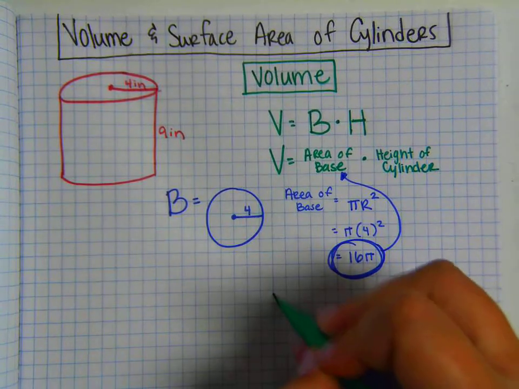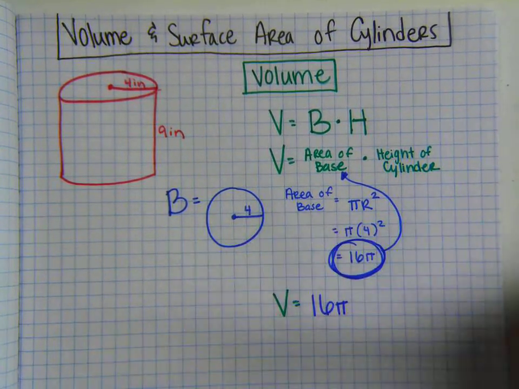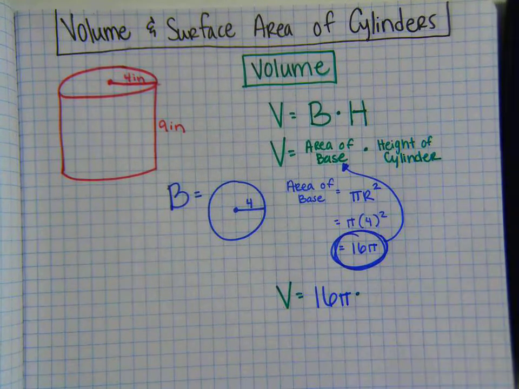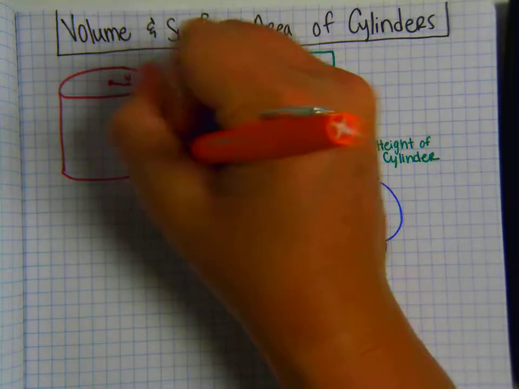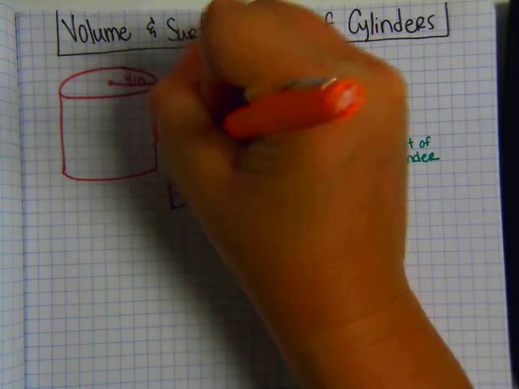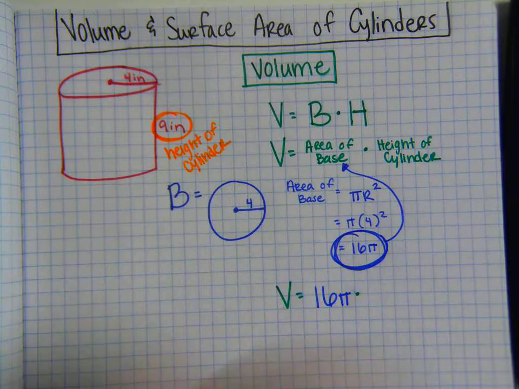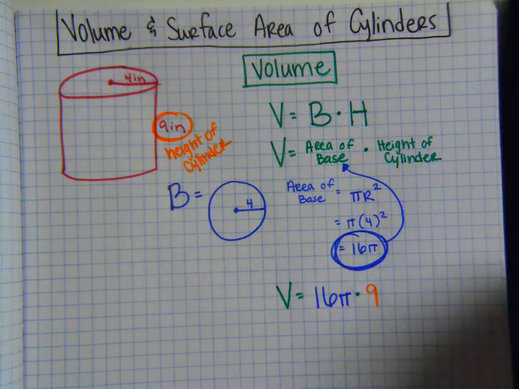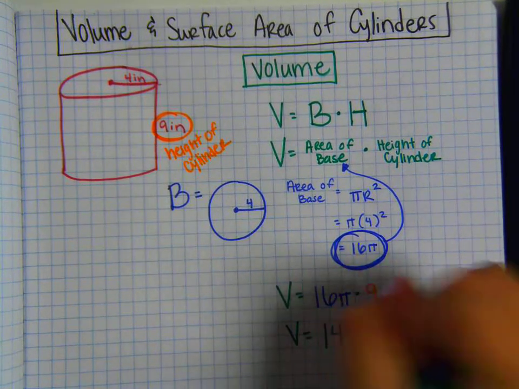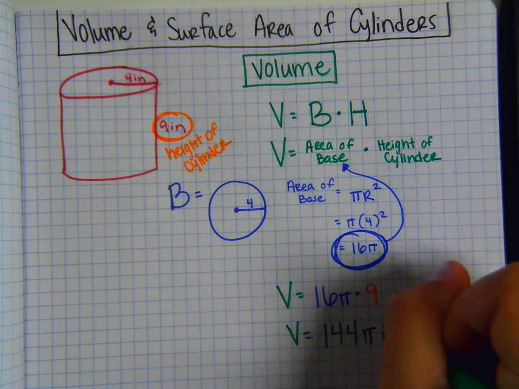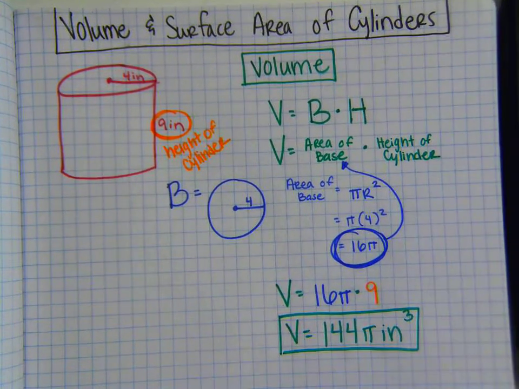So now I'm going to have volume equals 16 pi times, and then it's the height of the cylinder. The height of the cylinder is right here. So 16 pi times 9, which means the volume is going to be 144 pi inches cubed. And it's cubed because we're in the third dimension. Okay, so that's how to find that volume.